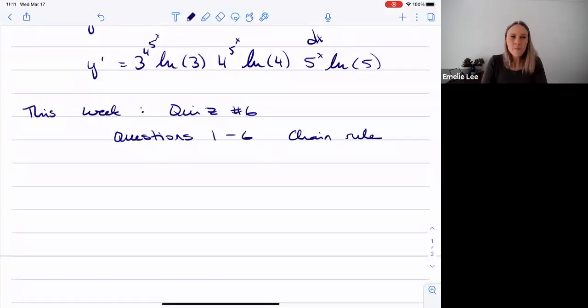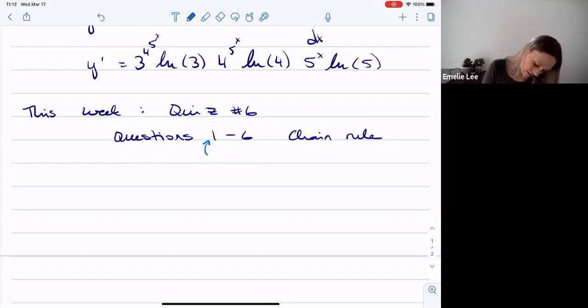And just remember that you might have to combine the chain rule with the product rule or the quotient rule, right? So just keep that in mind. The first one is a little bit weird, but when I did the quiz, it didn't take me very long, so I kept it in there. It asks you to break down the function into the outside function and the inside function. So just be prepared for that.